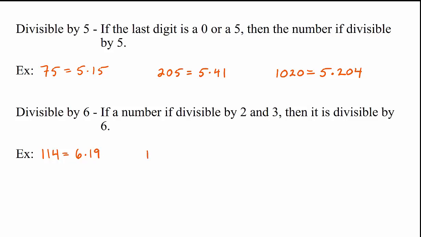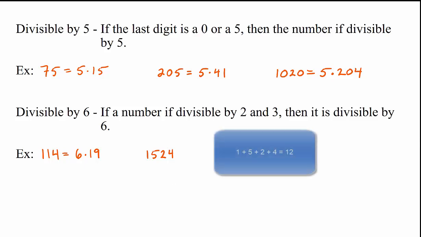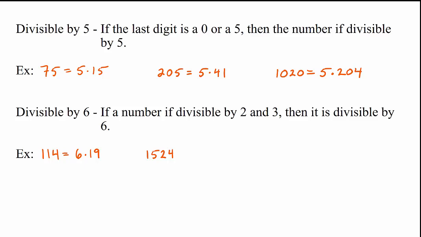Looking at another number, let's say 1,524. I know that it's divisible by 2 because it ends in a 4. And if I look at the sum of the digits, 1 and 5 make 6, 2 makes 8, 8 and 4 make 12. That's divisible by 3. So I know that this number is going to be divisible by 6, and specifically it is 6 multiplied by 254.